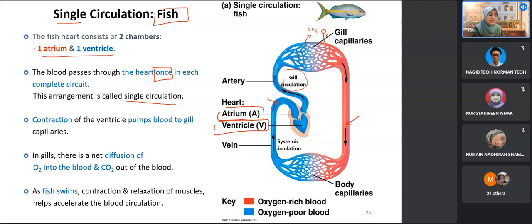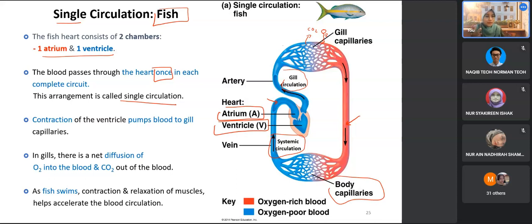Oxygen enters into the blood in the gill capillaries, and then it will be distributed throughout the body in the systemic circuit. Oxygen rich blood will enter blood capillaries for exchange of gas, nutrients, and also waste, and then the oxygen poor blood will enter back into the heart through the atrium. So that is single circulation. The heart will pump once for a complete circuit.